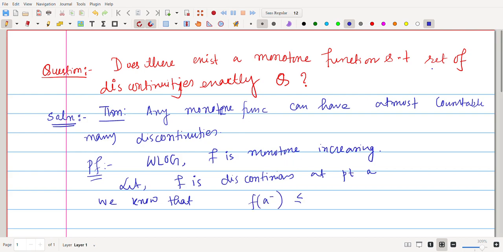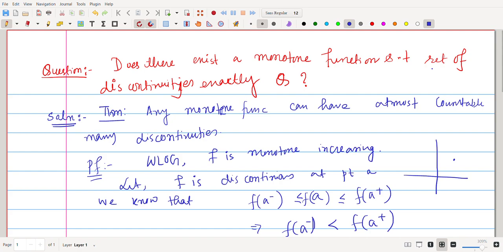So we know that f of a minus is less than or equal to f of a, which is less than or equal to f of a plus, because f is monotonically increasing, right? So if f is discontinuous at point a, that will imply that f of a minus is strictly less than f of a plus. Mind it, my function is monotonically increasing and it is discontinuous. So discontinuity is just like this, right?